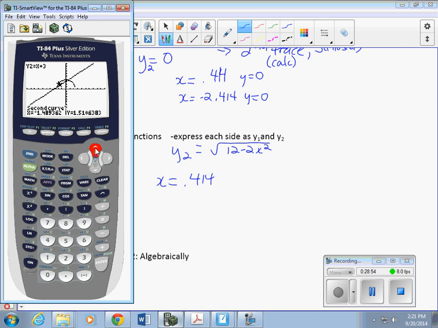So it's important to watch what is happening up here, because you can see when I did it the first time, I was always on that first line that I put in there. So now I'm on the second line. I can hit enter. It's going to ask me to guess. And I get my point of negative 2.414. So I've got exactly the same answer.